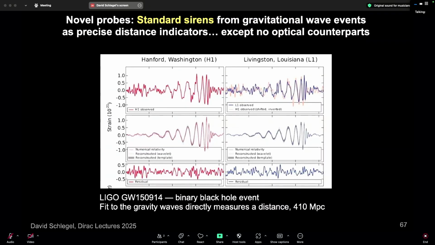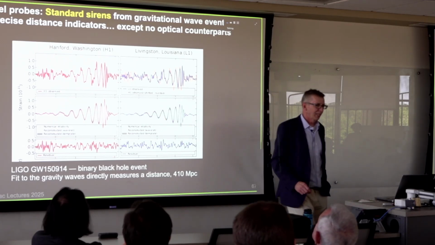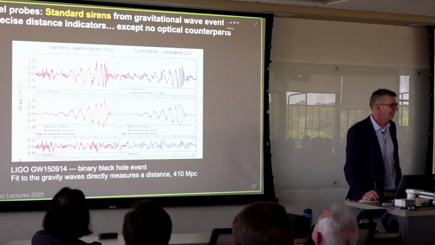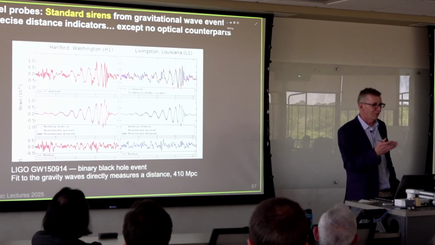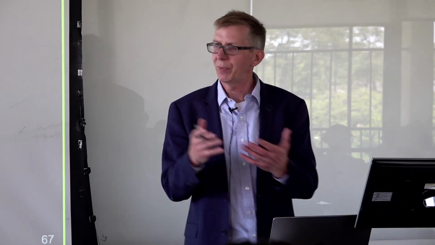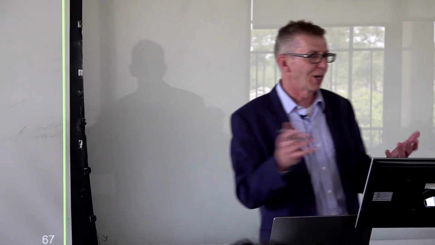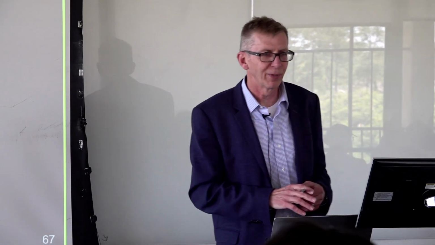Standard sirens. This is the fact that now we can detect gravitational wave events from LIGO and the gravity wave detectors. From these detections, you actually directly measure the distance to these events. So if you compare that distance to the redshift, then in principle, that's your ideal Hubble diagram of distance as a function of redshift.